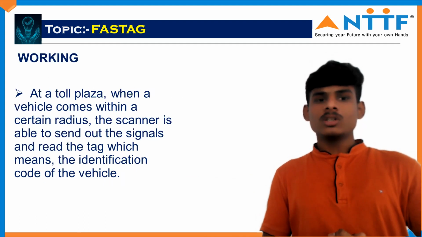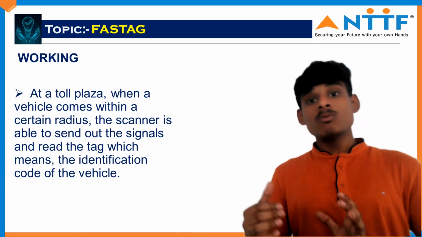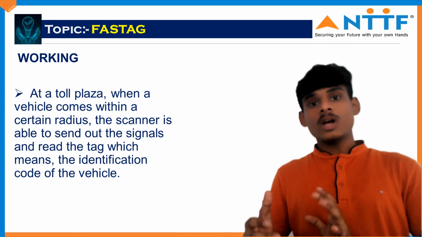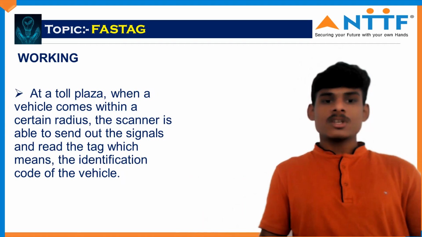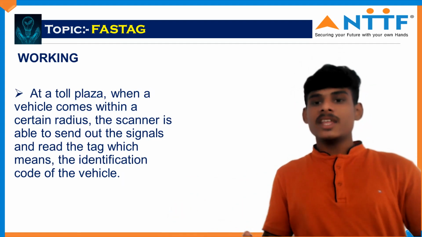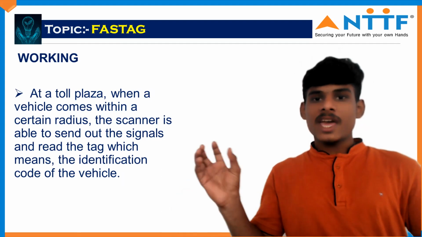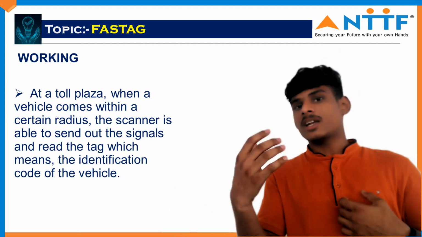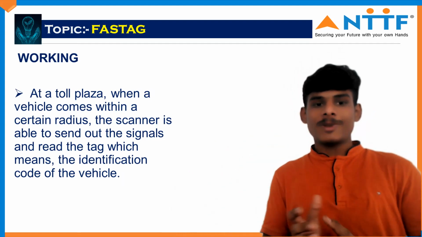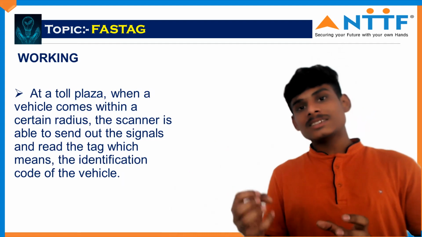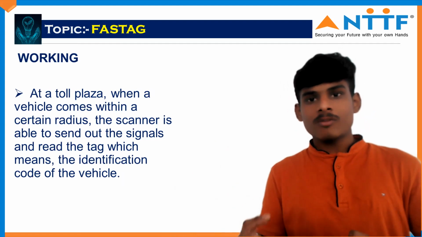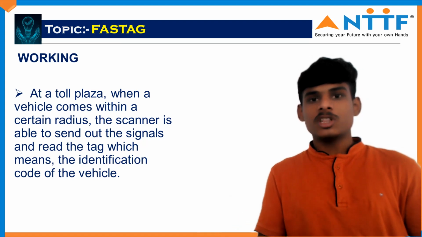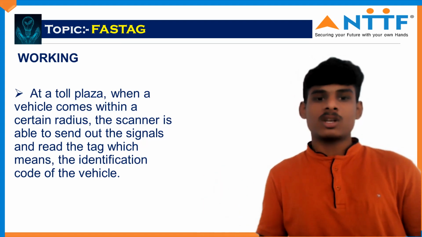Next, we are going to discuss the deep working of this FASTag technology. As I told you, at the toll plaza, when the vehicle comes within a certain range or radius, the scanner or the sensor is able to send signals, reads that signal, and finds the owner of the car. It directly cuts the money from the account which is linked with that owner of the car or the FASTag technology.